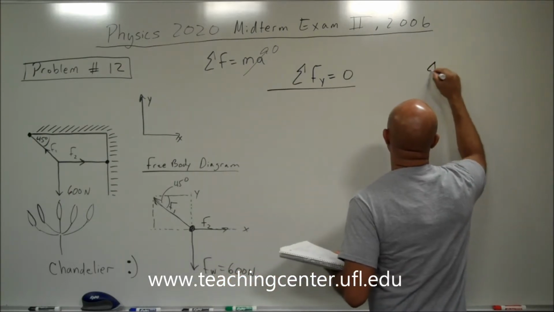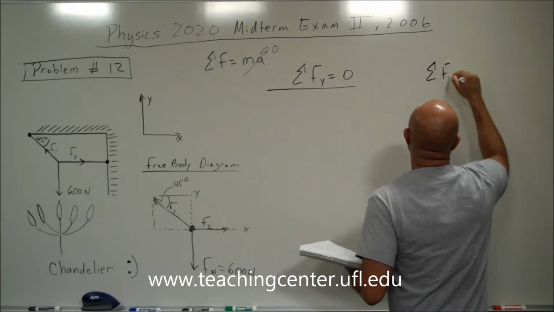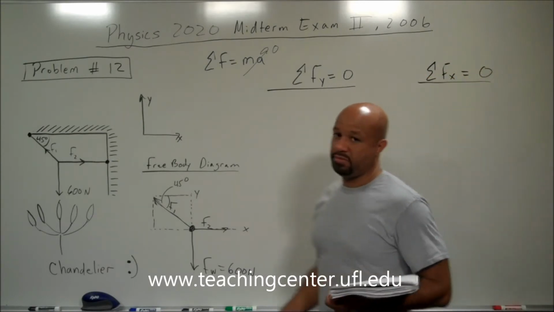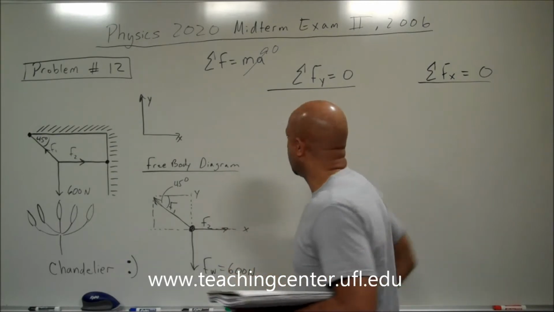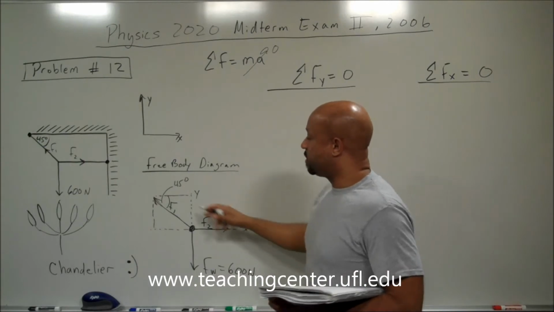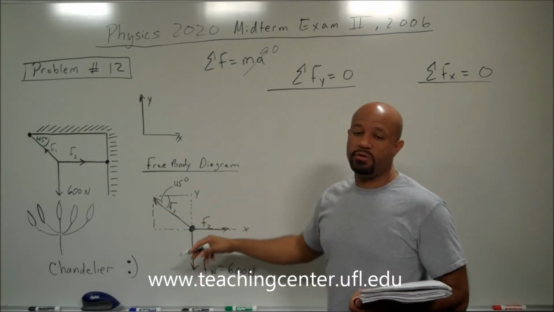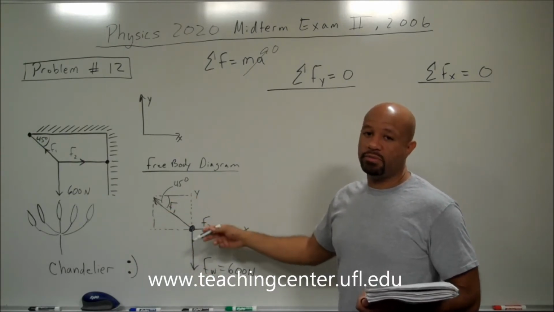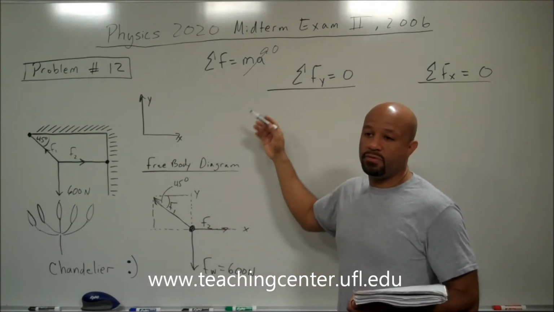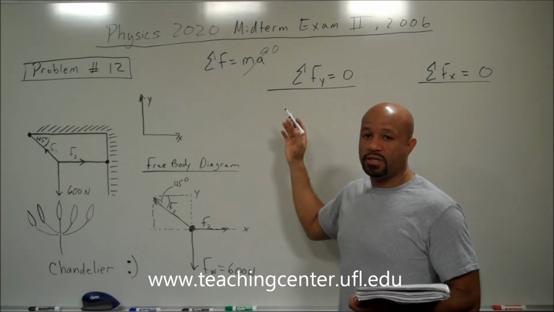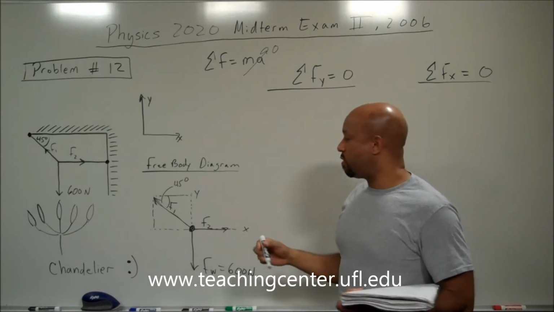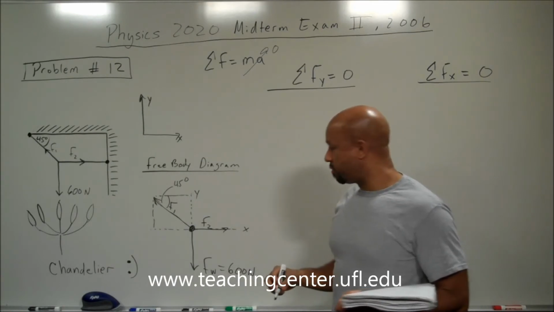And the sum of the forces in the X direction also has to equal 0 in this case, because acceleration is 0. So if we can resolve all of the forces in our free body diagram into their X and Y components, we can sum the forces in the Y and in the X direction, set that equal to 0, and see if we can solve for the missing components.